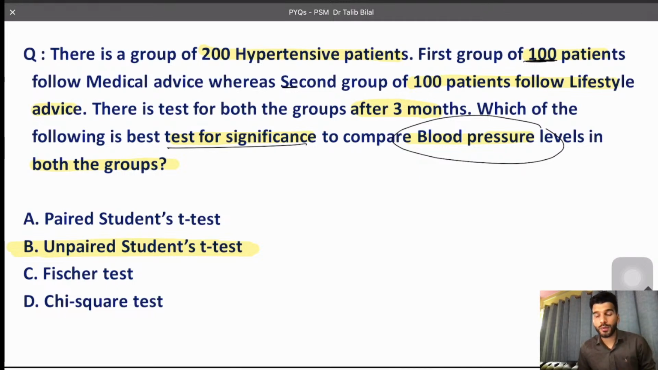If before an intervention and after the intervention you have the same group, then your answer goes to paired student t-test. And if there are three people, A, B and C, and we are starting the antihypertensive, what will be the answer for three different groups? You're checking the blood pressure after the antihypertensive therapy, then it will be ANOVA test, because blood pressure is quantitative and the test of significance for more than two groups is ANOVA test.